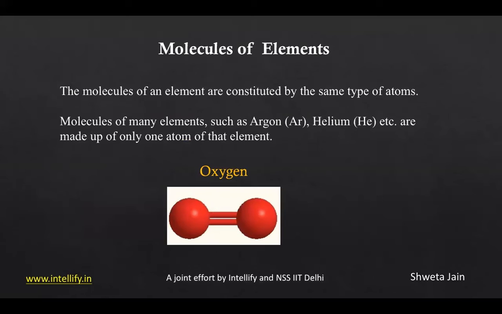Molecules of elements. Molecules of an element are constituted by the same type of atoms. In the picture, we can see an oxygen molecule, which is formed by combining two same type of atoms, that is, two oxygen atoms. Molecules of many elements such as argon, helium, etc. are made up of only one atom of that element.